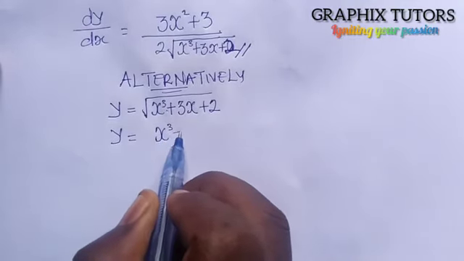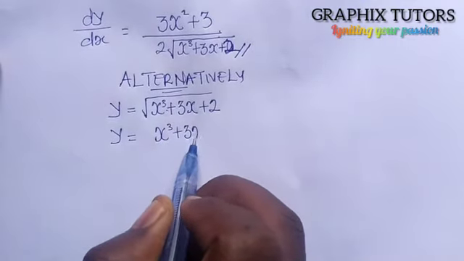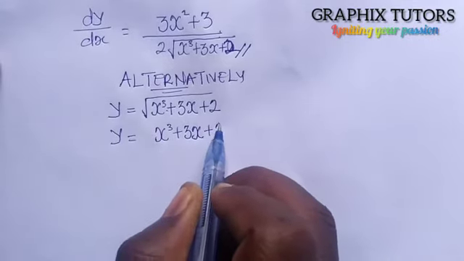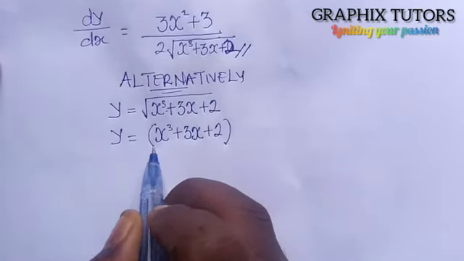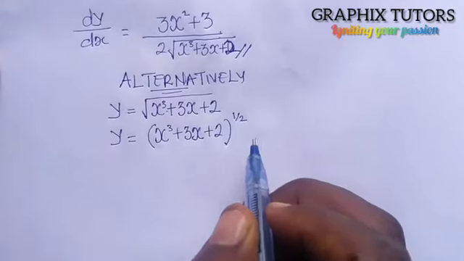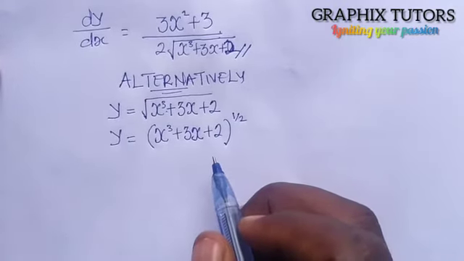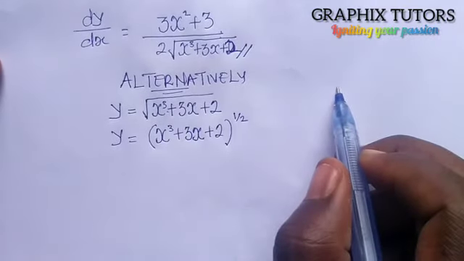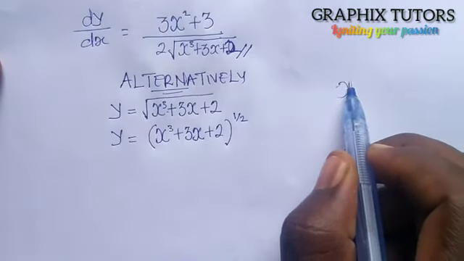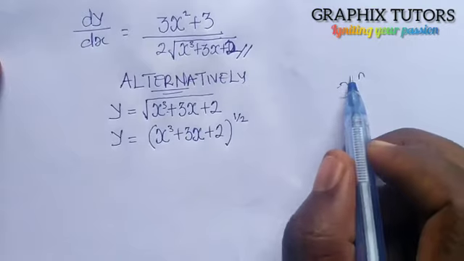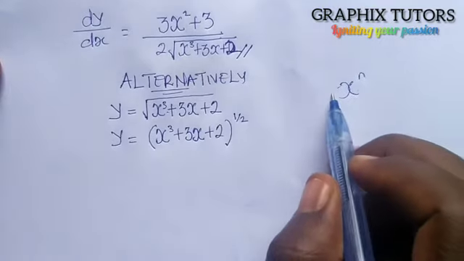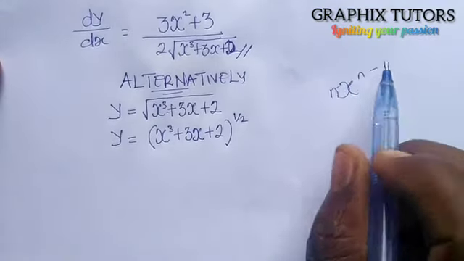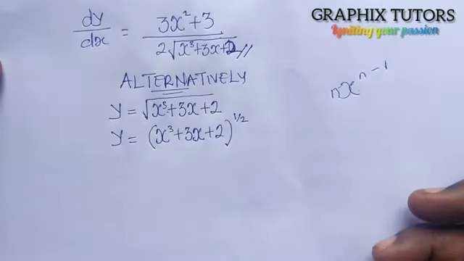x cubed plus 3x plus 2, everything to the power of what? 1 over 2. That is your indices, right? So from here, what you do is this. Initially I said when you have anything to the power of n you want to differentiate, you bring the n down, you subtract the power, just like we did with our 3x cubed earlier.